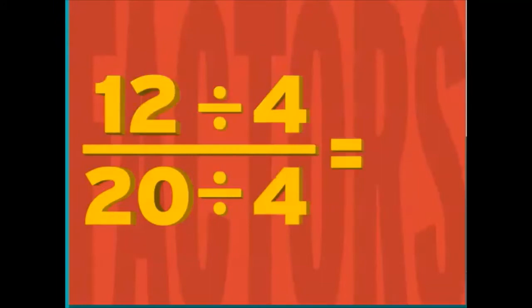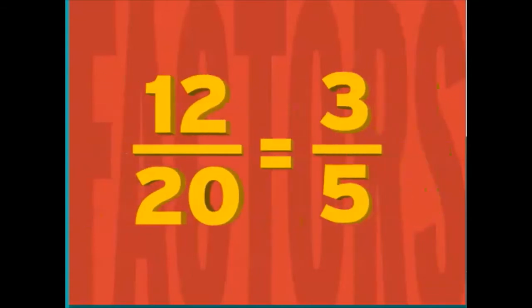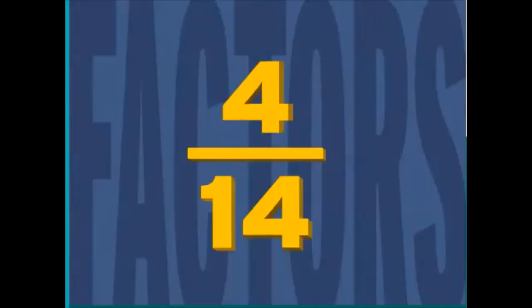12 divided by 4 is 3, so our numerator is 3. And 20 divided by 4 is 5, so our denominator is 5. So 12/20, written in the simplest possible terms, is 3/5. Let's try it again with 4/14.